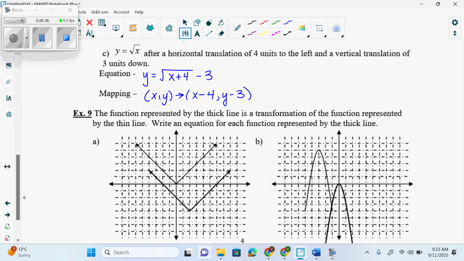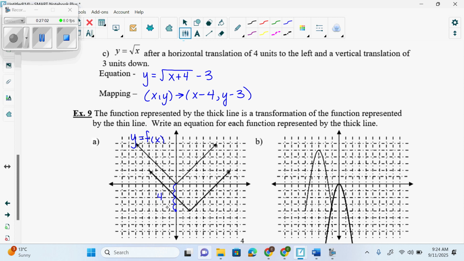This one, the function represented by the thick line is a transformation of the function represented by the thin. So thin's original, thick is the transformed. Write an equation for each function. So we're going to label this y equals f of x as our original. What happened to it? It went 1, 2, 3, 4 what?